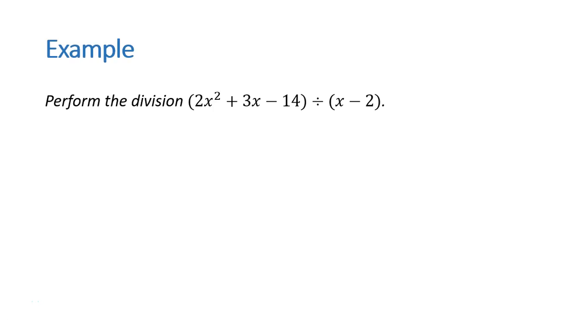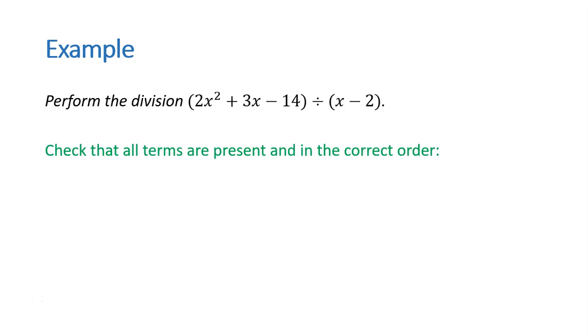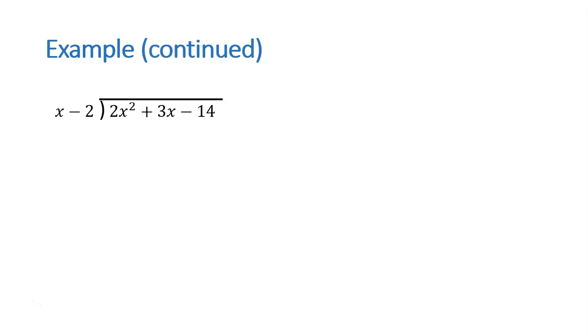Now let's try one more and we should be set for long division. So we're dividing 2x squared plus 3x minus 14 by x minus 2. So let's check all our terms, make sure they're in the right order. Our dividend looks good. We have an x squared term, an x term, a constant term, and they're all in the same order correctly. And then our divisor looks good as well. So it looks like we can proceed with division without having to make any adjustments. So we're dividing x minus 2 into 2x squared plus 3x minus 14.